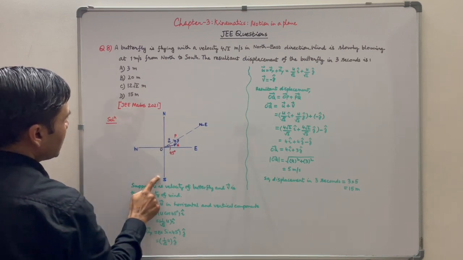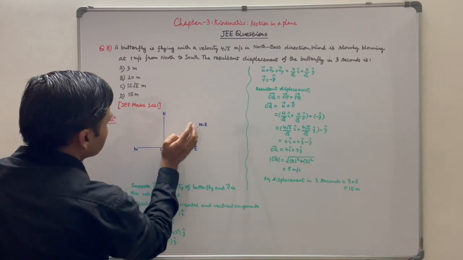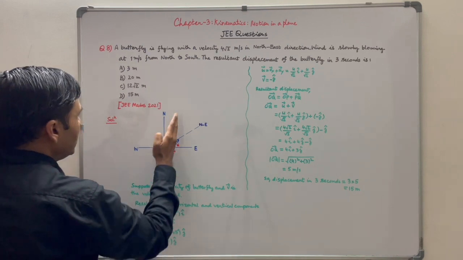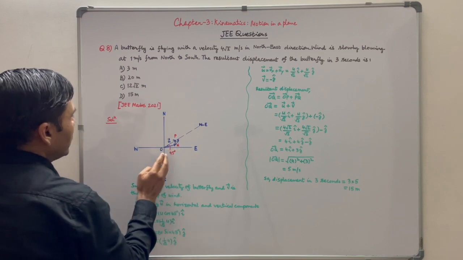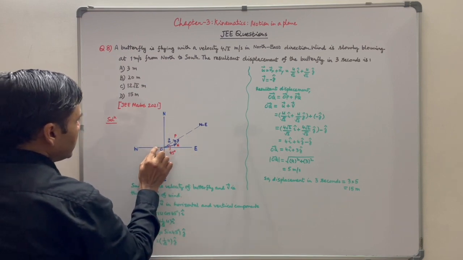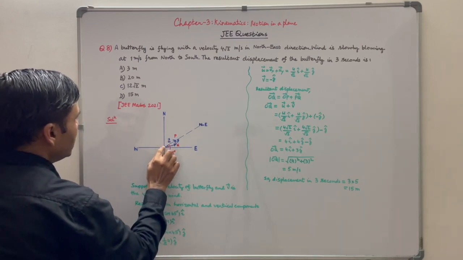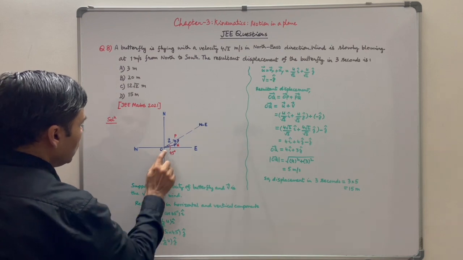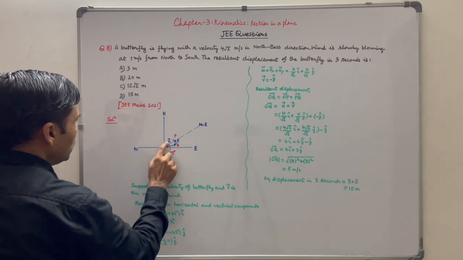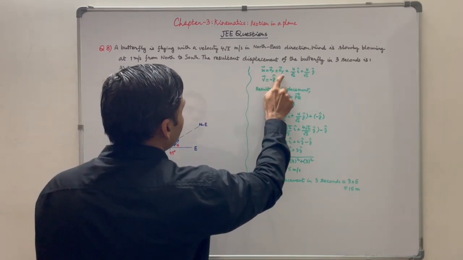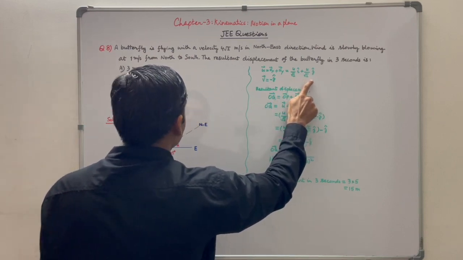This is north, this is south, this is east and this is west. Butterfly is flying in northeast direction along the line OP. Wind is blowing along the line PQ. We have to find out OQ. First, we need to resolve U in its horizontal as well as vertical components, that is UX and UY. UX is equal to U cos 45 and UY is equal to U sin 45. So U can be written as UX i plus UY j, that is U cos 45 i plus U sin 45 j.